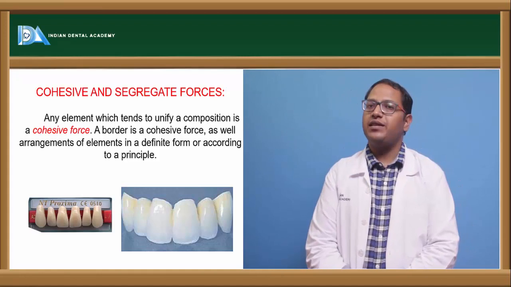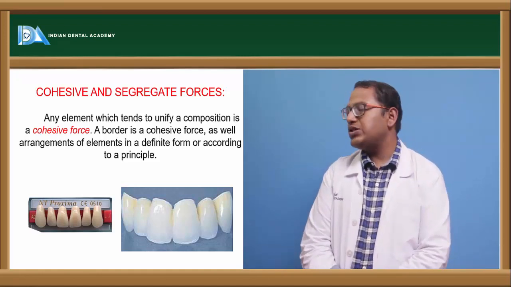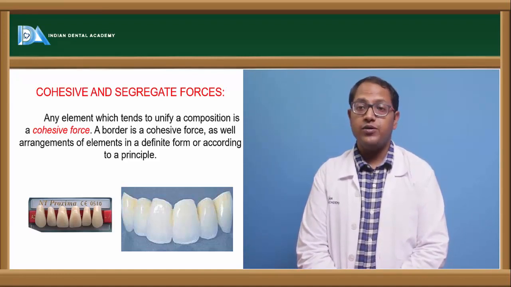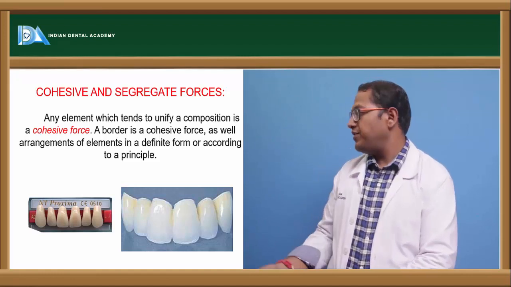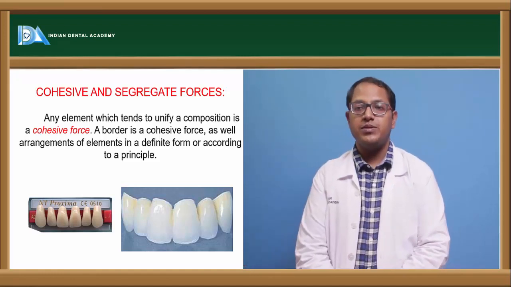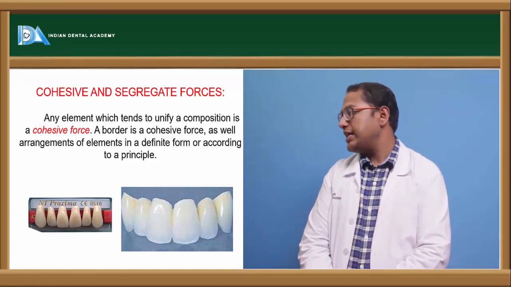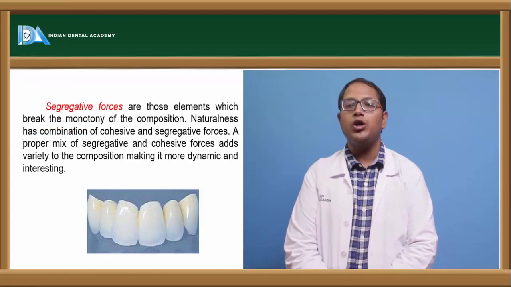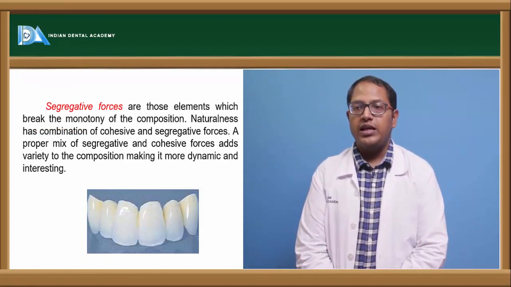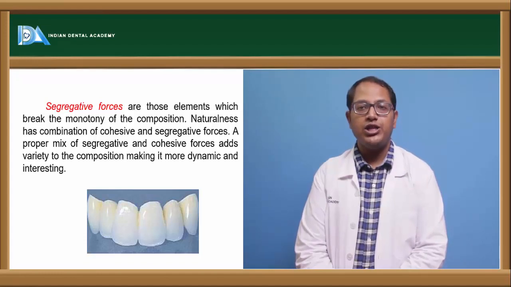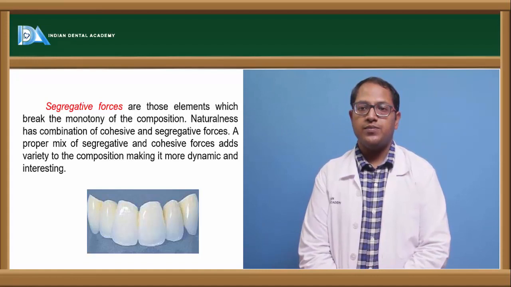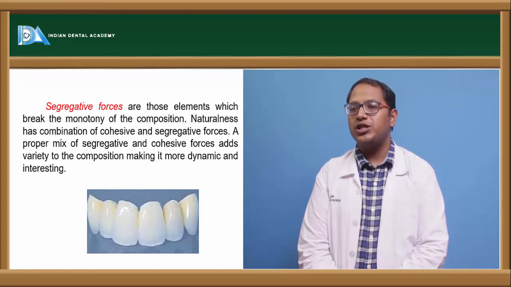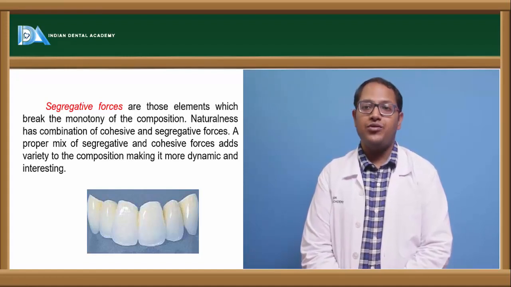Coming to cohesive and segregative forces. Any element which tends to unify a composition is called a cohesive force. A border is a cohesive force, as well as the arrangement of elements in a definitive form, according to the principle, is a part of cohesive force. Whereas segregative forces are the arrangement of those elements which break the monotony of the composition. Naturalness has a combination of cohesive and segregative forces. A proper mixture of segregative and cohesive force adds variety to the composition, making it more dynamic and interesting.